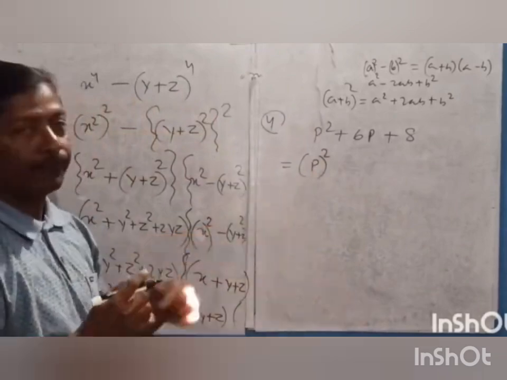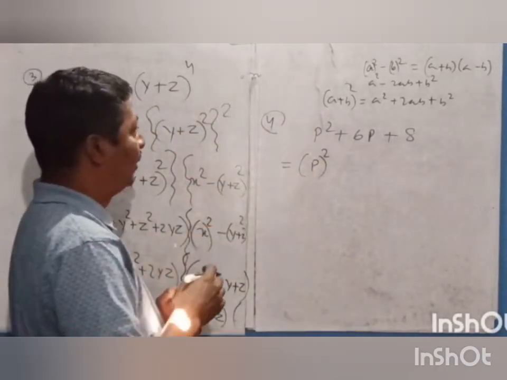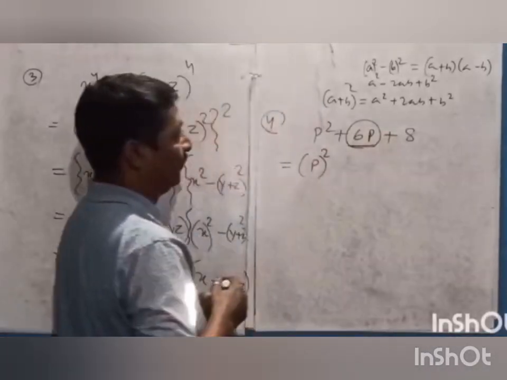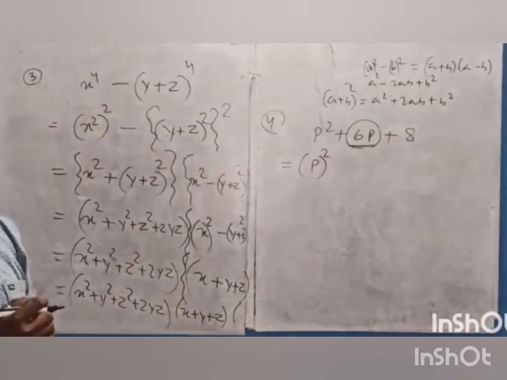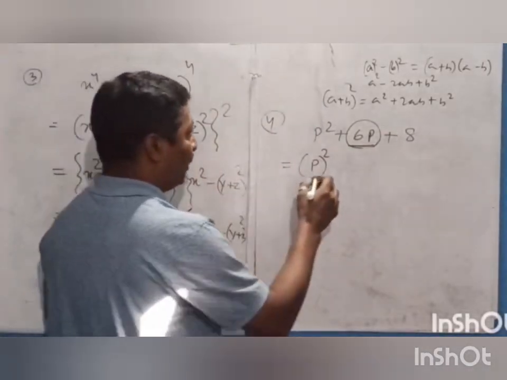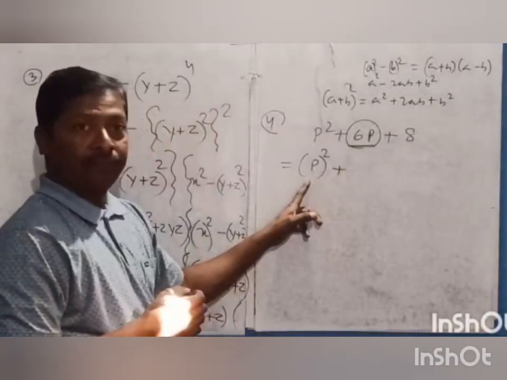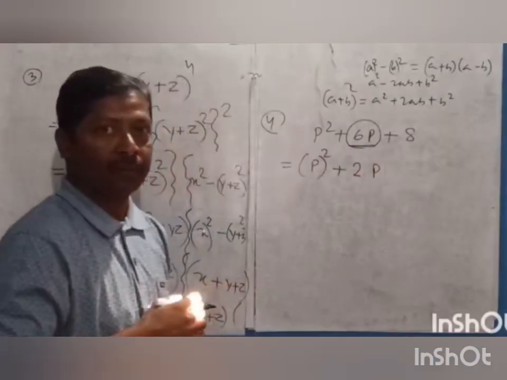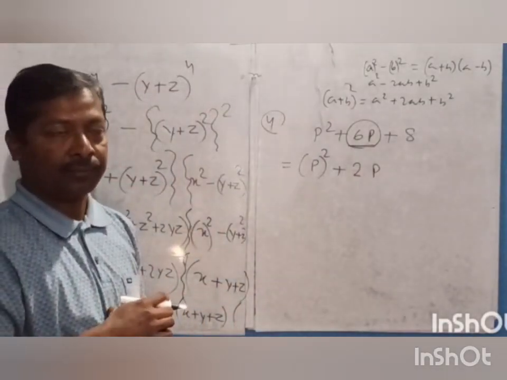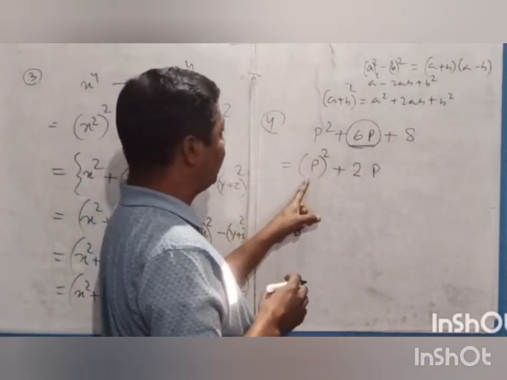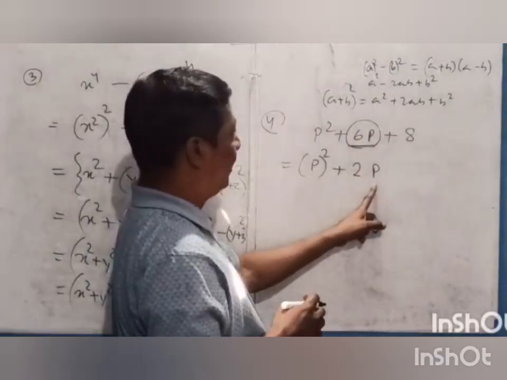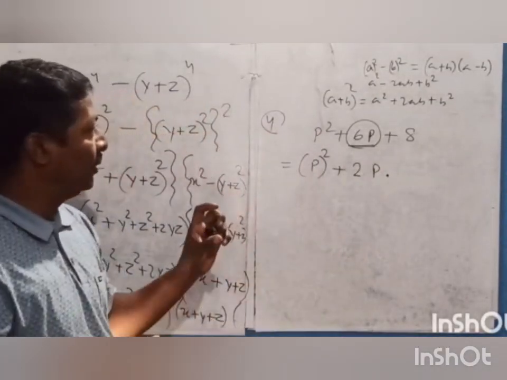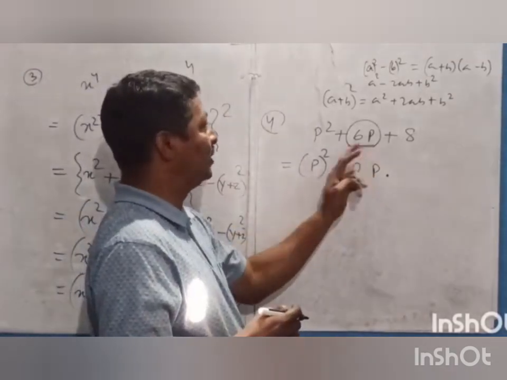Make it a square. Now, we are treating this one as 2ab. Let's make it 2ab. How? I know the value of a, so I am writing 2a. Look at it very carefully. This is the square, a square. I have written 2a into b. So what I will put here, so that 2ab will be 6p?